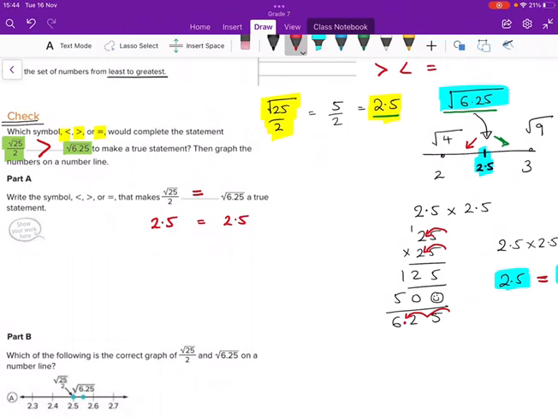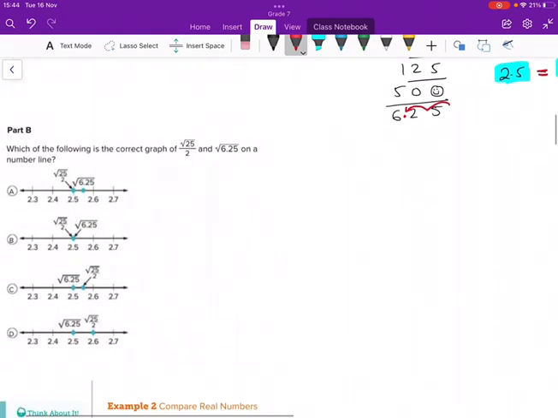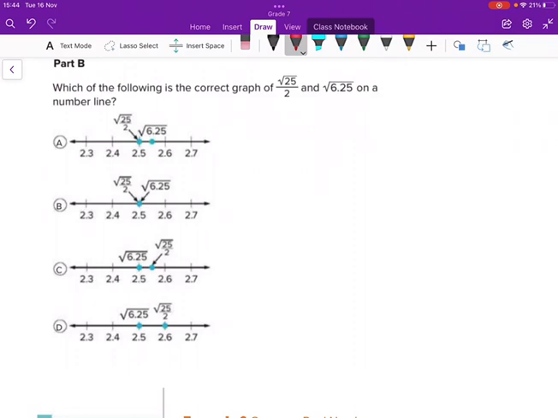Okay, you have a go at part B and choose the graph that would represent this. Pause the video and have a go. Okay, so which one did you choose? So remember, we have to change each one to decimal format. When we change it to a decimal, we can do a direct comparison. Well, this was 2.5. This was also 2.5. And so they're both 2.5. Your graph should have been graph B.